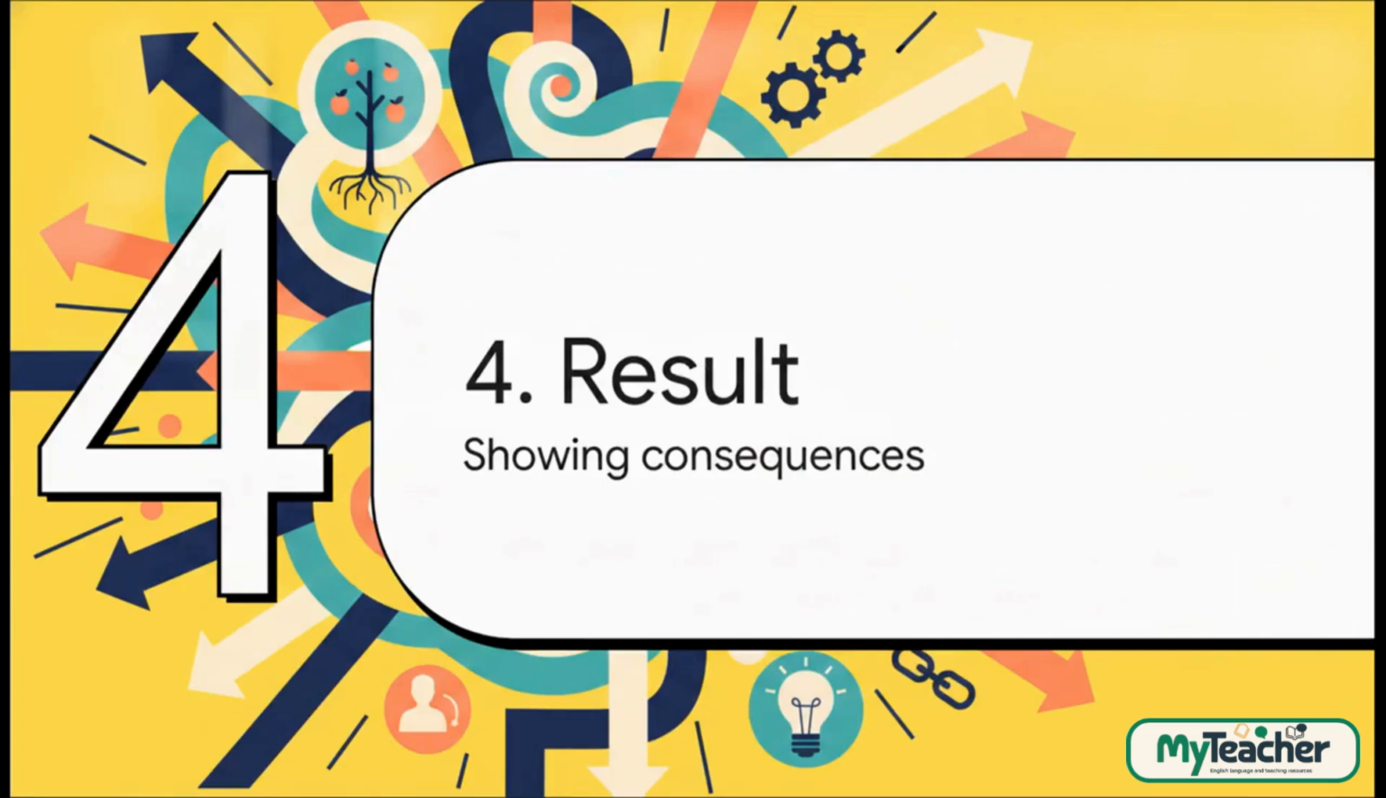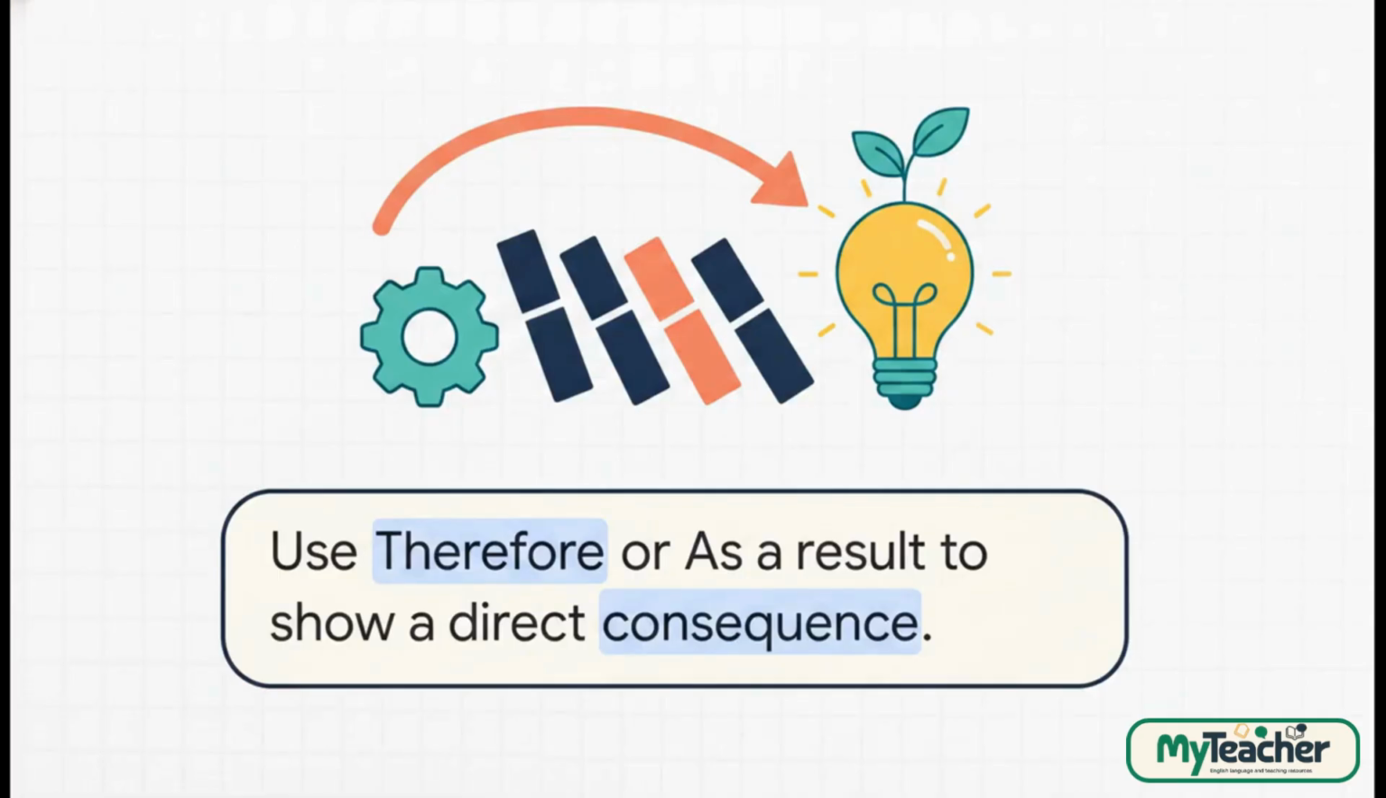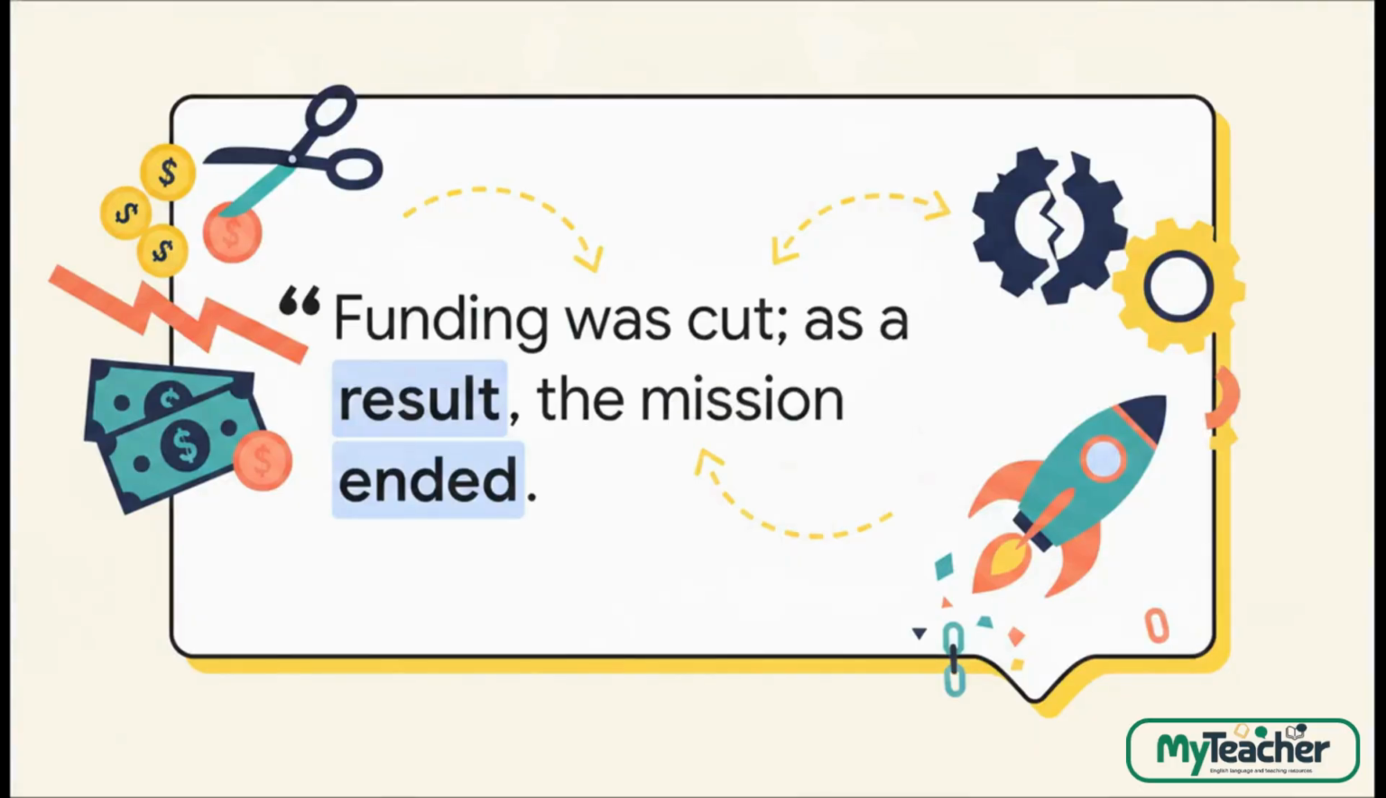And number 4, results. What happens as a direct consequence of an action? Well, that's the result. We use words like therefore and as a result to show what happens next. They show the consequence of the very first idea. Take a listen to this example. Funding was cut. As a result, the mission ended. This shows a perfect cause and effect relationship. The money stopped, and as a consequence, the mission ended.